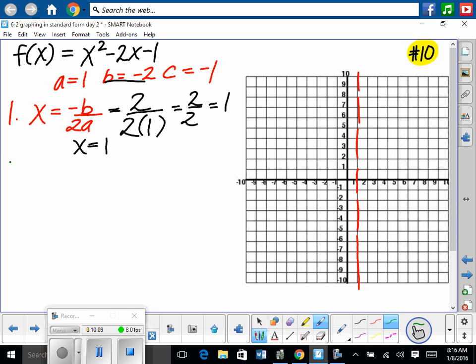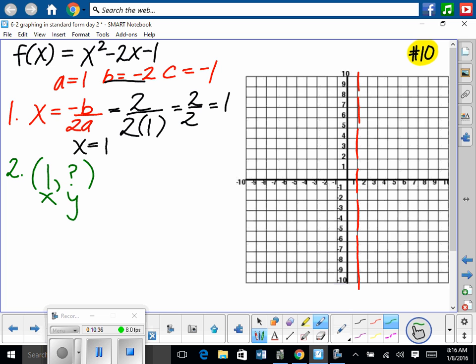Okay, second step here, find the vertex. Well, guys, the vertex is going to fall on that axis of symmetry. It's going to be somewhere on this line, right? So it's going to be somewhere on that x value, at x is equal to 1, comma, question mark. x comma y, right? Because a vertex is an xy point.